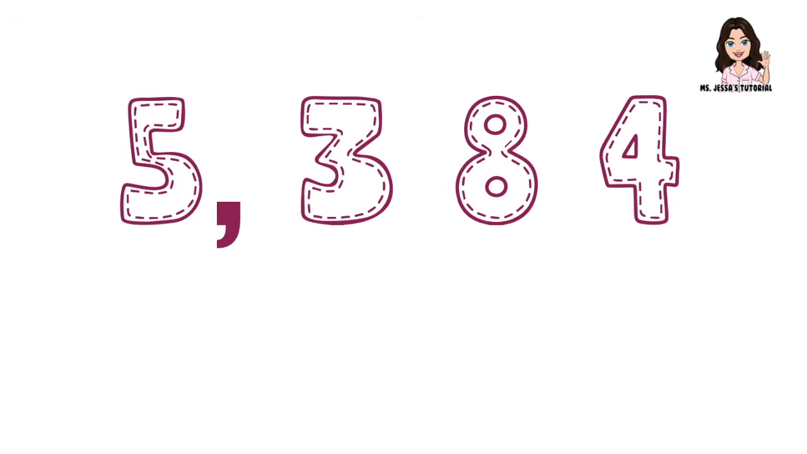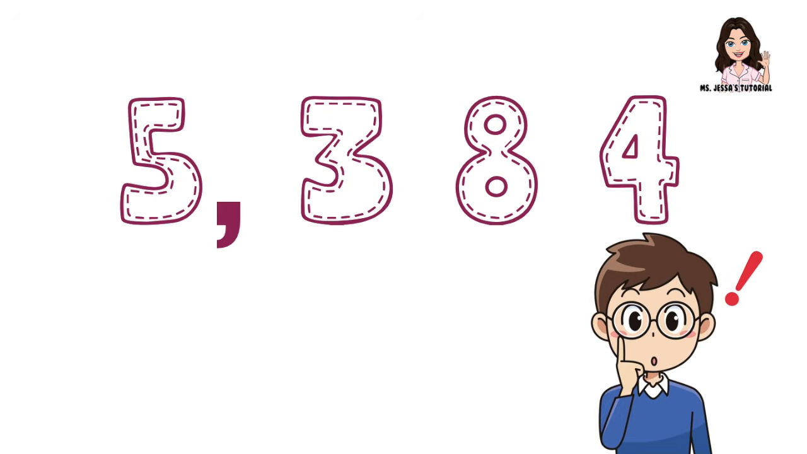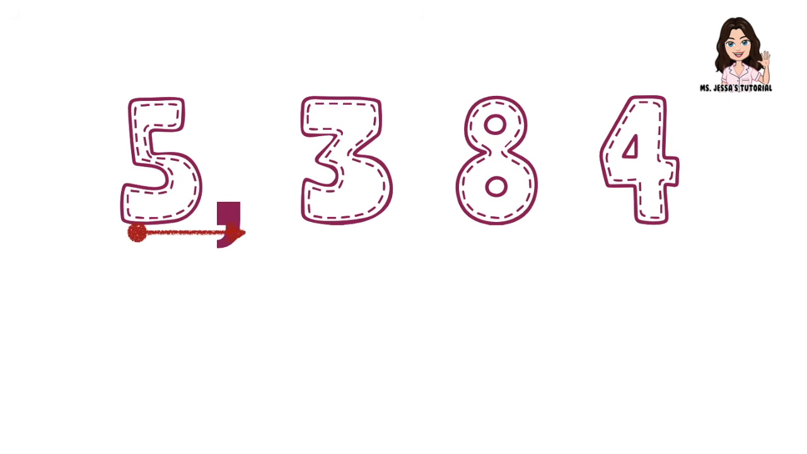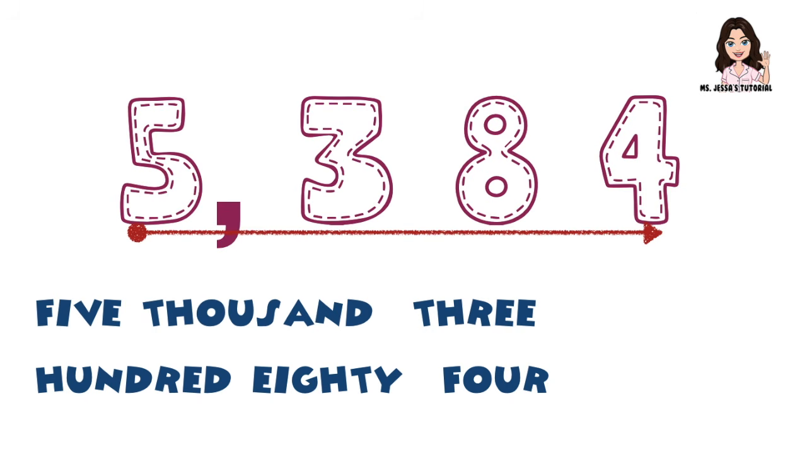How about if we have this? How do you read this number? So in reading numbers, start from left to right. So let's read the number louder. 5,384. So where are you going to write the comma? That's correct, after the word thousand.